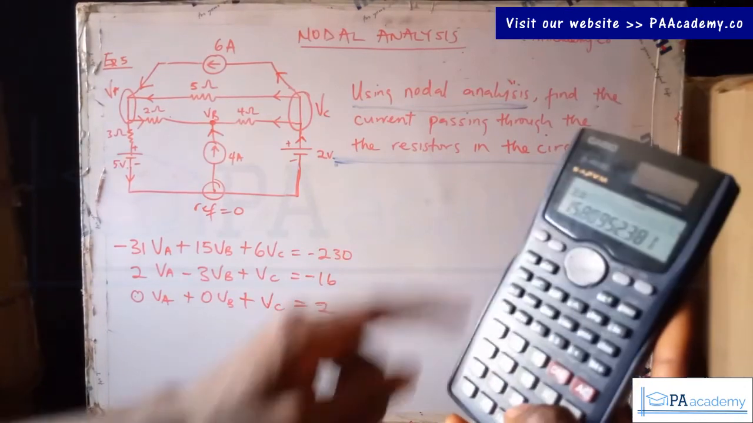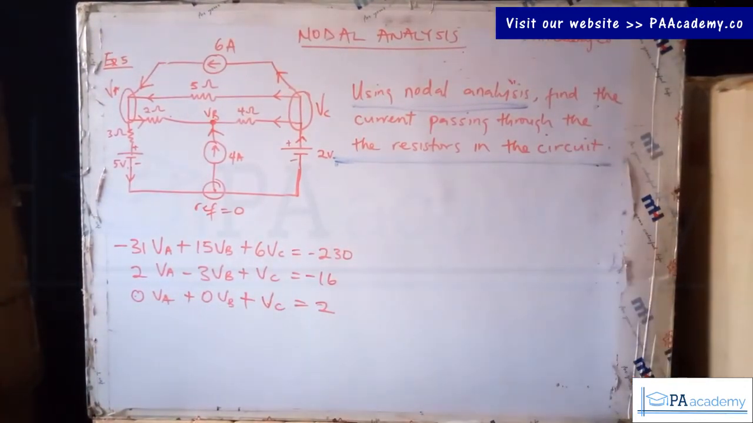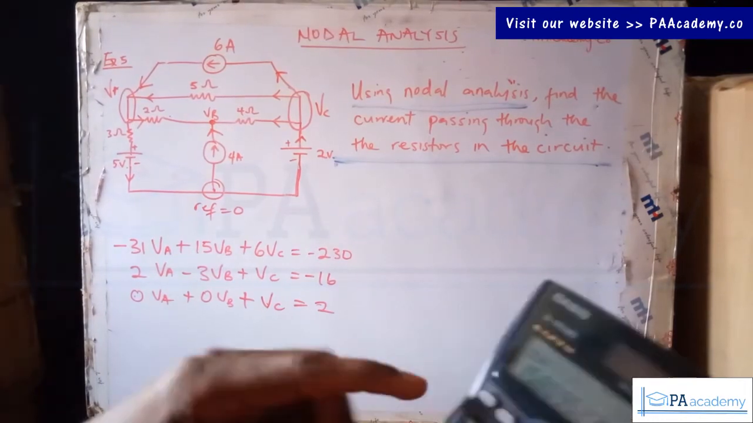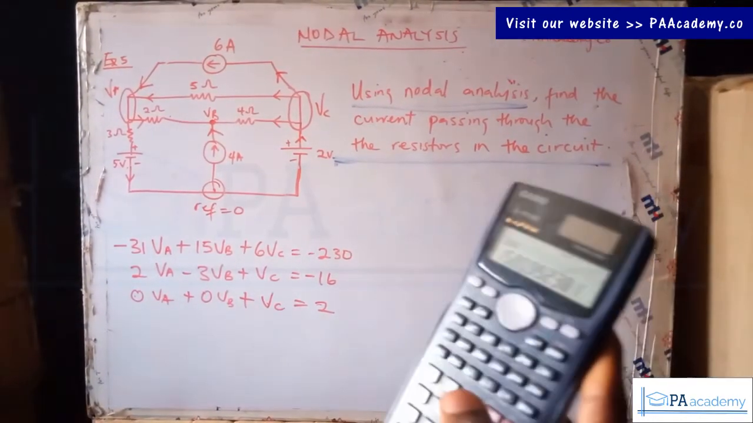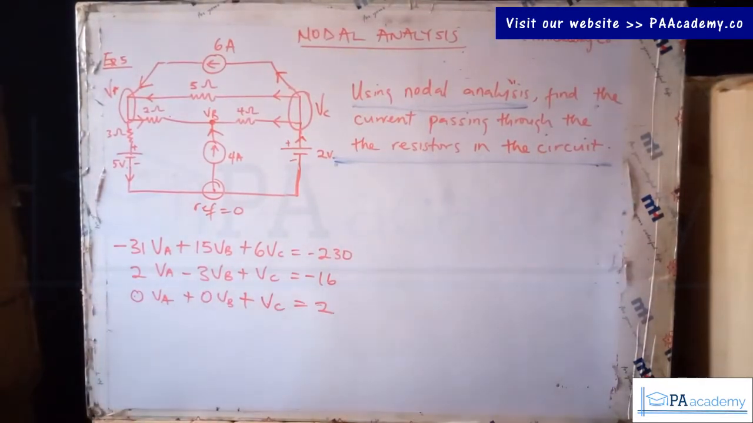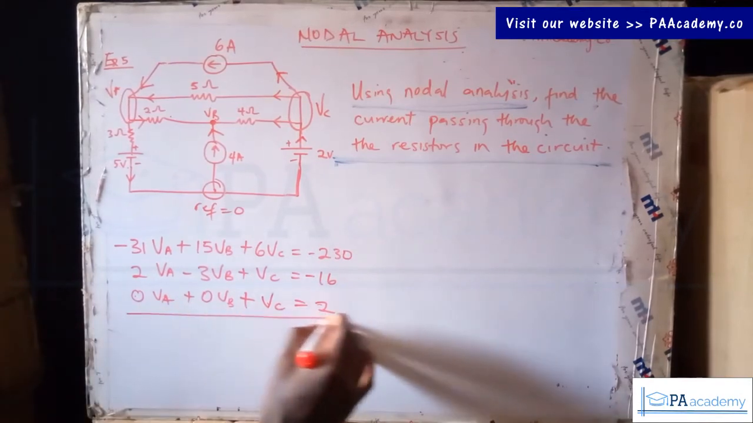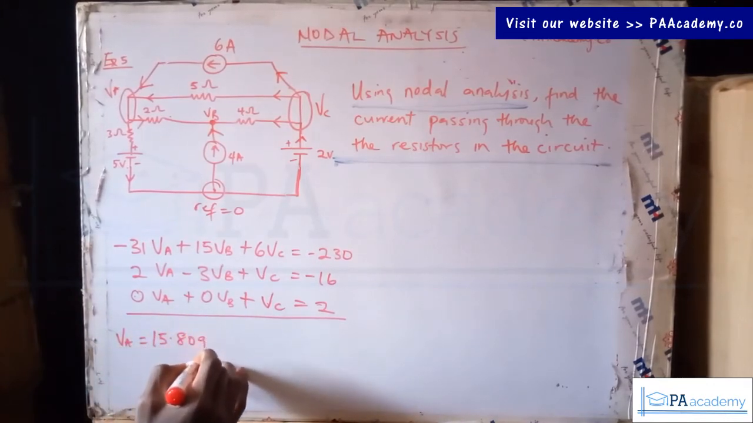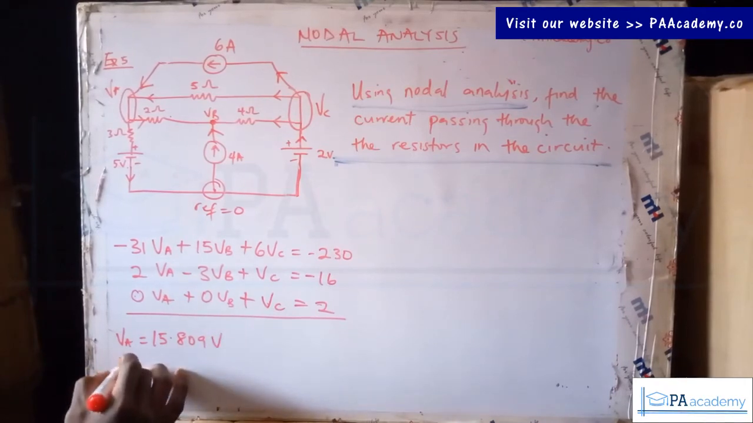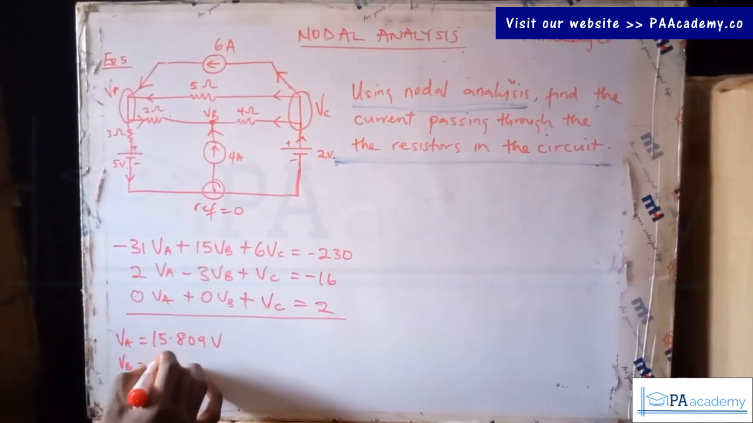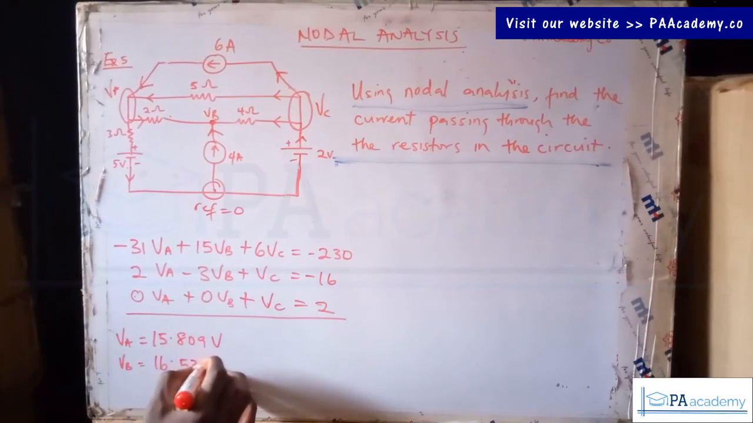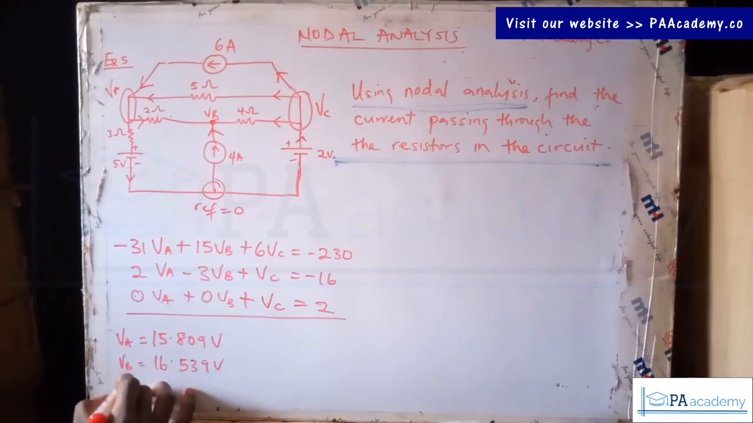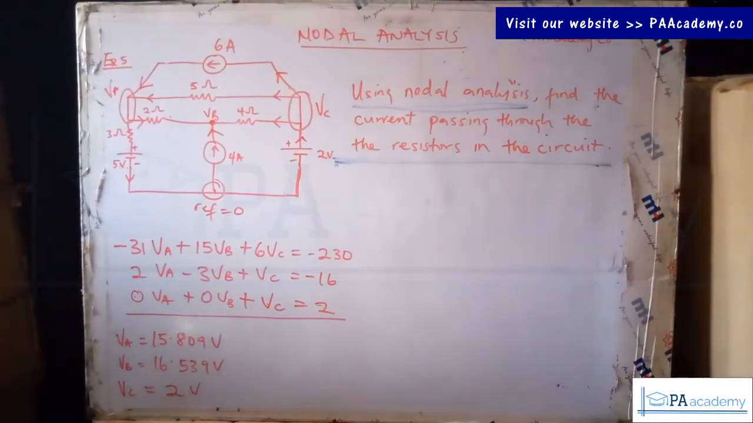So when you do that, you are going to get your X to be 15.809. So that X means our VA. So let me write it out. That means our VA is 15.809 volts, our VB is 16.539 volts, and then our VC is equal to 2 volts. So now we'll be able to get VA, VB, and VC.